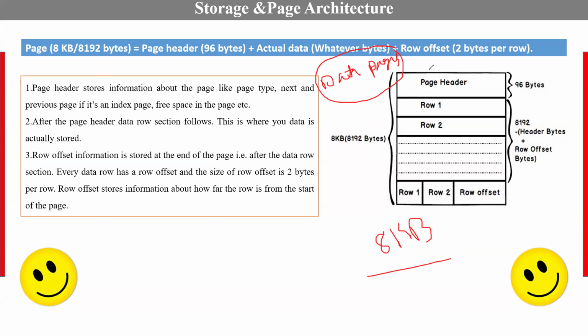What is the page architecture? Page header, page footer, and data rows. What is the page size? 8 KB. Page header size is 96 bytes. Please remember this one. It is a very, very important interview question. Even if you have top-end experience, we may ask this question because it is a basic question everyone must and should know.